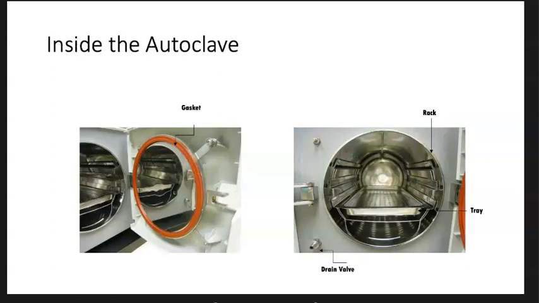Looking inside of the autoclave, there tends to be a basket or a rack inside that holds the tray. Notice the fenestrations on the tray, the holes at the bottom. These are the trays that are ideal for flashing instruments that are not in a pack. There's a drain valve to remove the water or replace the water as necessary.